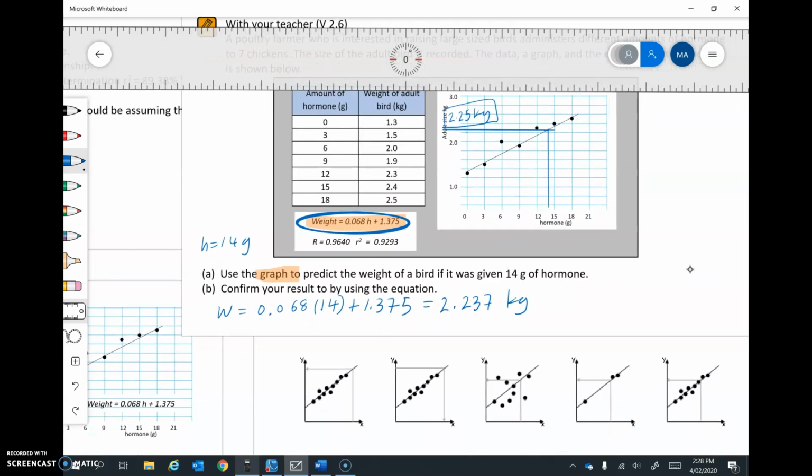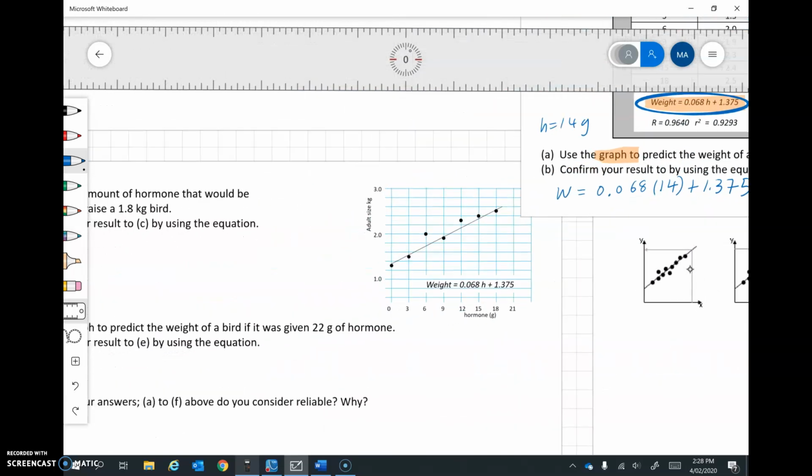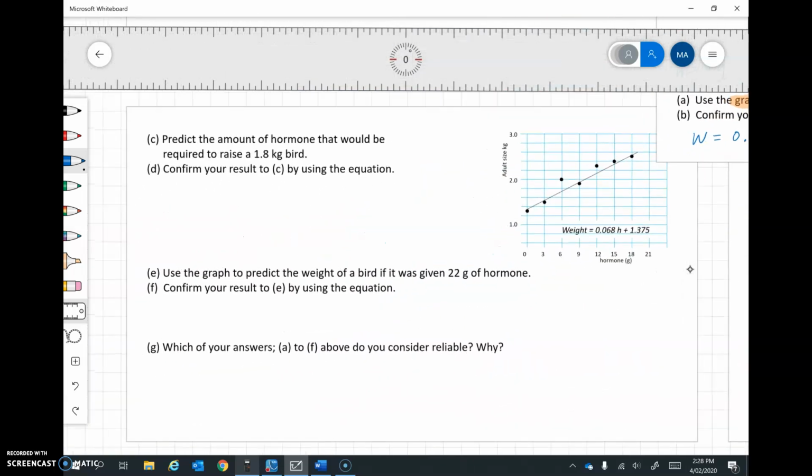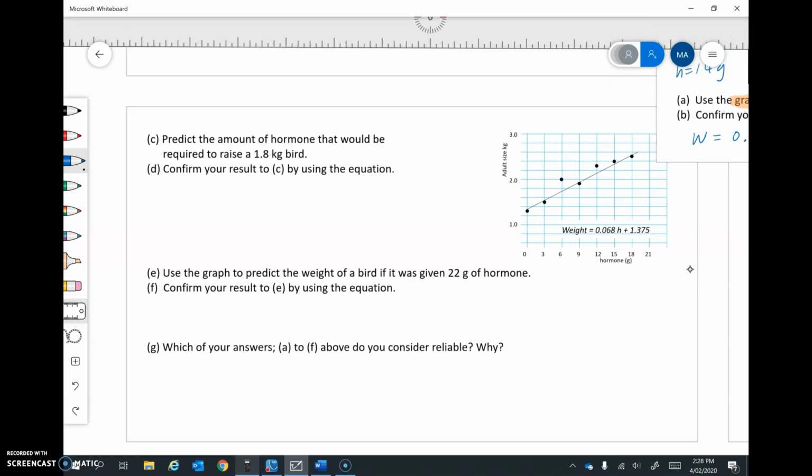Righto, so let's look at the next one. You might want to pause the video at this stage and have a go at this one yourself. So in this case, actually, we're going back the other way. We're asked how much hormone would be required to raise a 1.8 kilogram bird.